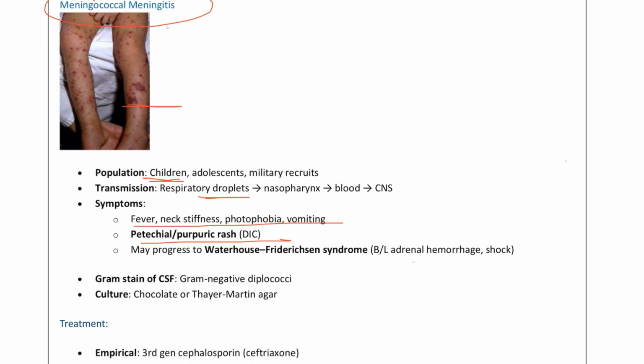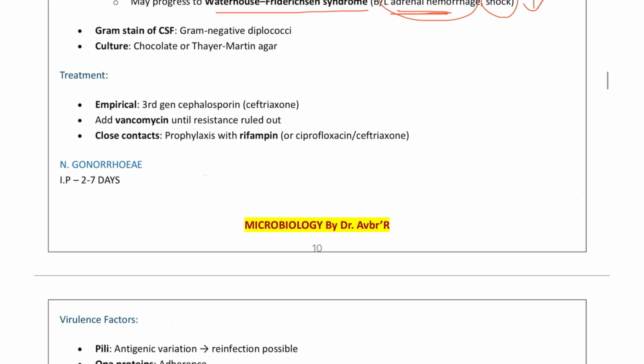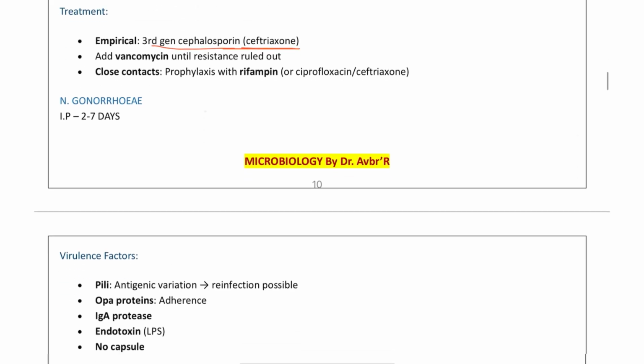If it progresses, it causes Waterhouse-Friderichsen syndrome. It's nothing but bilateral adrenal hemorrhage. If that happens, every adrenal hormone will be shut down, and there will be an increased risk of shock and death. Next, for treatment, we commonly use ceftriaxone as the first drug of choice.